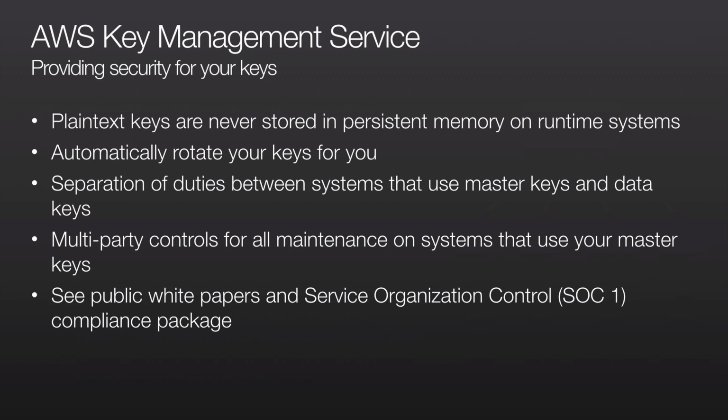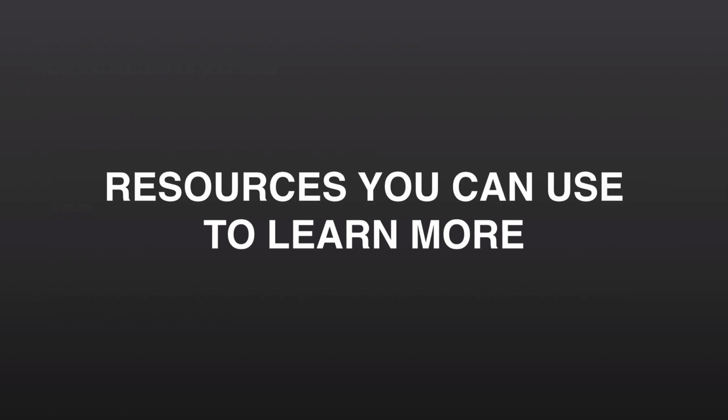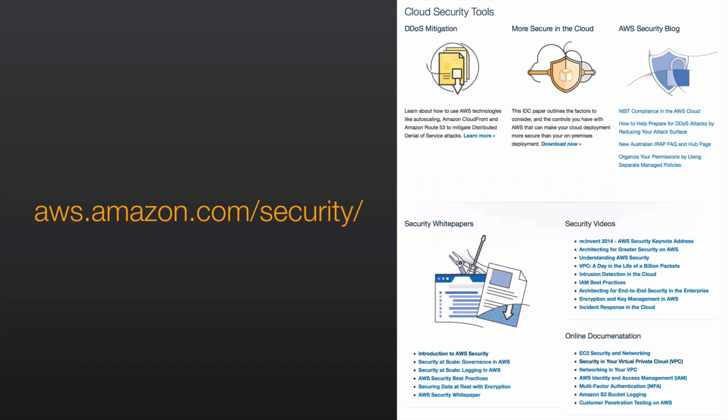Okay, so that concludes the technical content for today's session. Some resources that you can use to learn more. Of course, the location for everything security related at AWS, aws.amazon.com/security. It's a great place to go for finding further information about AWS security features, security best practices, and also for finding sessions and other technical content. Might help you understand more about how to secure workloads in the AWS cloud.